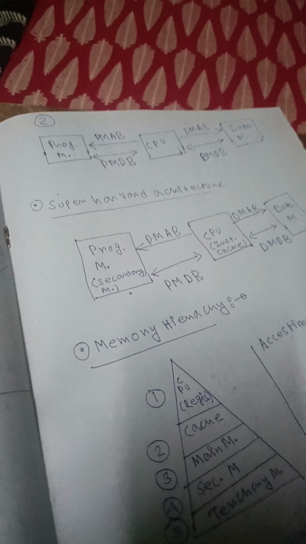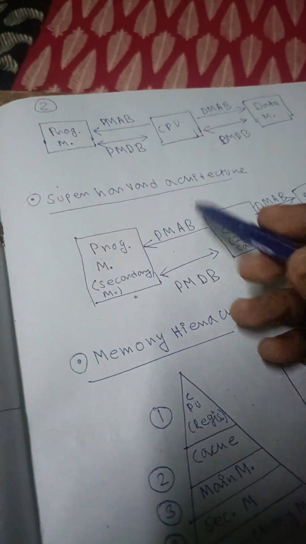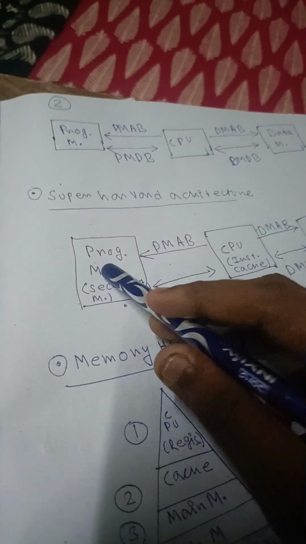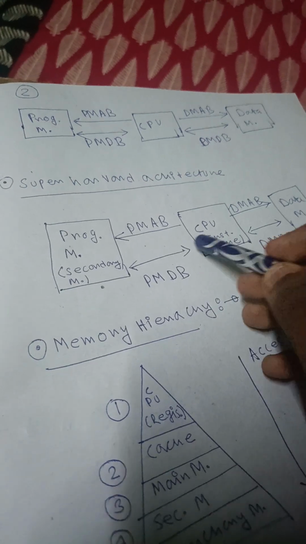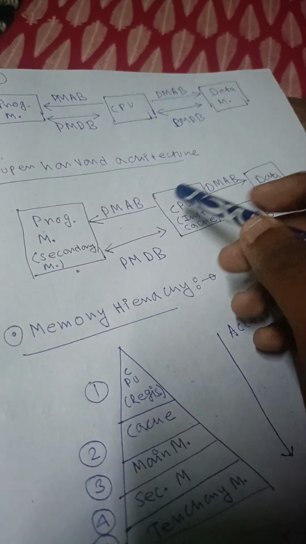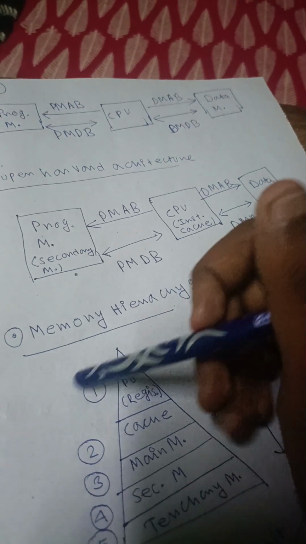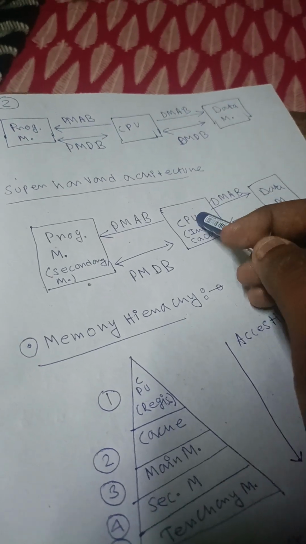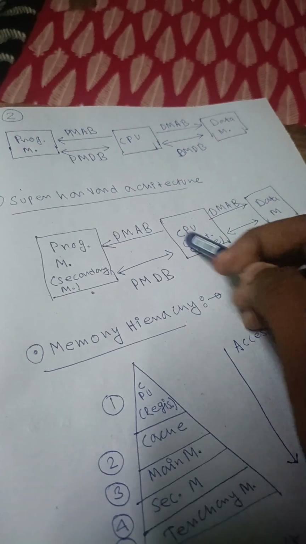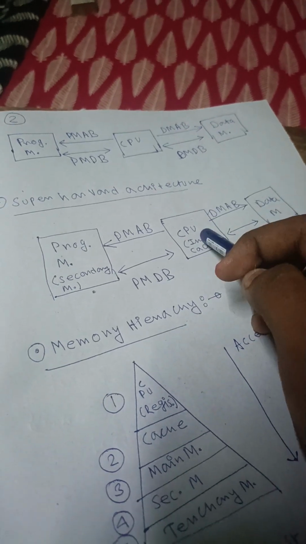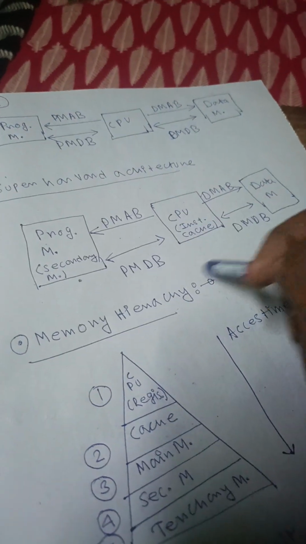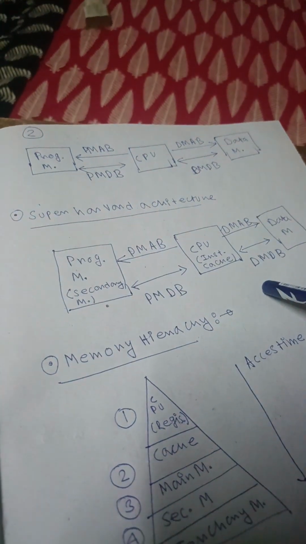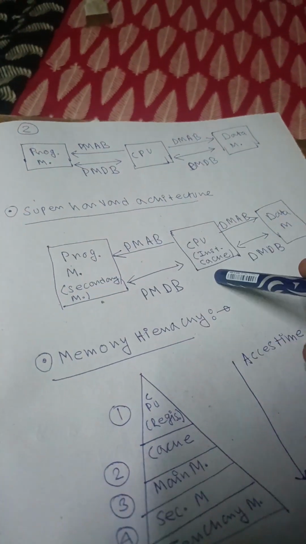So there is Super Harvard architecture. In Harvard architecture there is also a problem, and Super Harvard architecture resolves that: it includes an instruction cache. There is some data that we use very frequently. So what Super Harvard architecture does is save that reusable information into a cache named instruction cache.